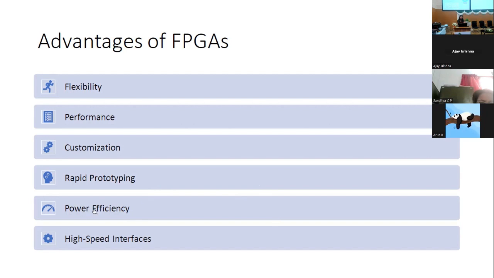Power efficiency. It takes less power than a CPU. FPGAs run at a lower clock speed, 500 or 600 megahertz, and still give high parallelism. But our CPUs run at 2.4, 2.63 gigahertz and so on, right? So less power consumption. Then high speed interfaces are available. Like I told, PCIe is also available.